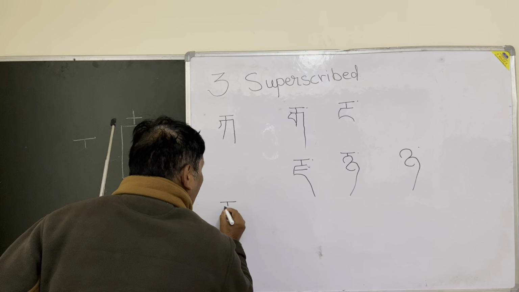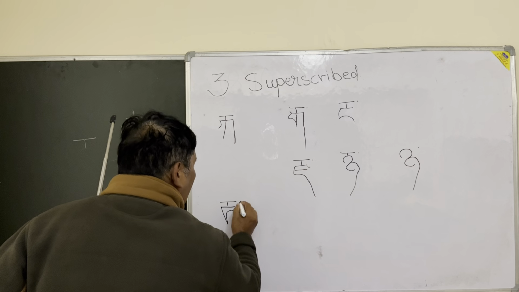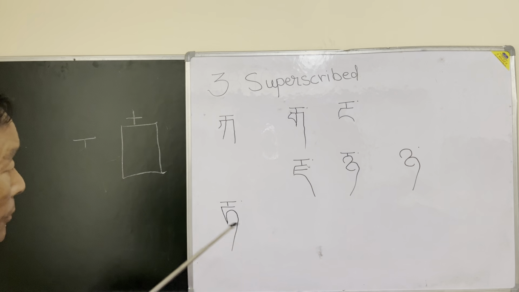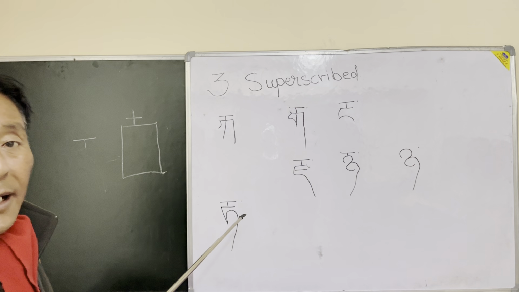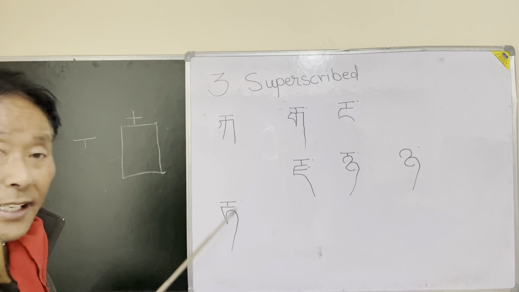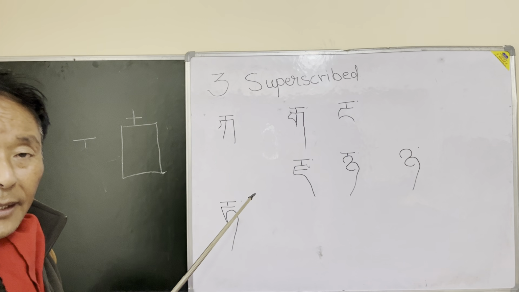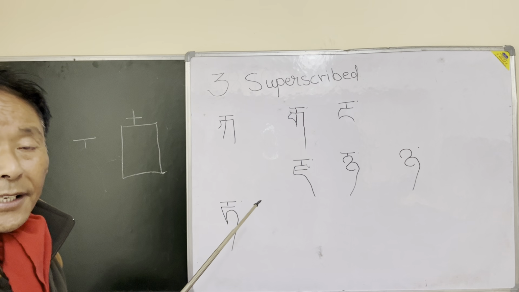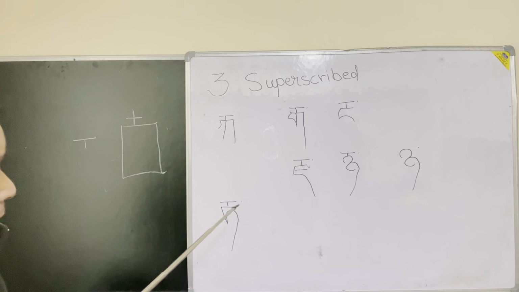Ra, ta, tak, ta. No change in the pronunciation. Ra, ta, tak, ta. Ta means horse, a horse. Ra, ta, tak, ta.